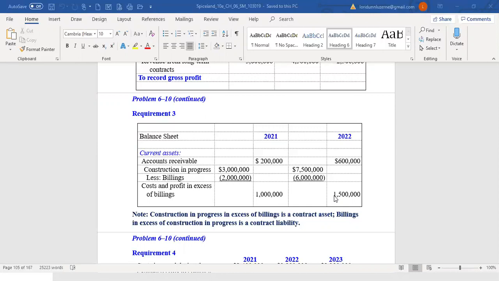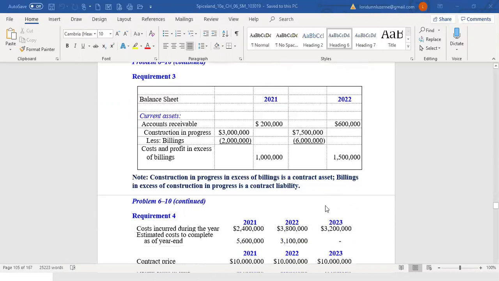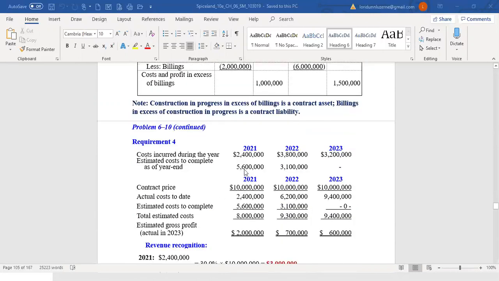Now, let's change it up a little bit in part 4. Calculate the amount of revenue and gross profit in each of the 3 years, assuming the following. So we're not going to do the journal entries and everything. We're just going to look at how our gross profit calculation changes. So now our costs incurred to date are 2.4. Estimated costs to complete are 5.6. So you add those two together, total costs are expected to be 8 million of the 10 million, so a $2 million overall gross profit.